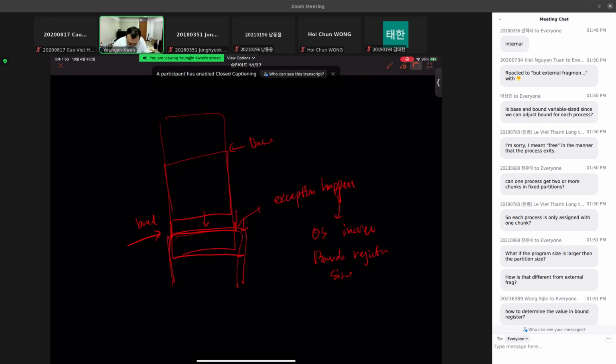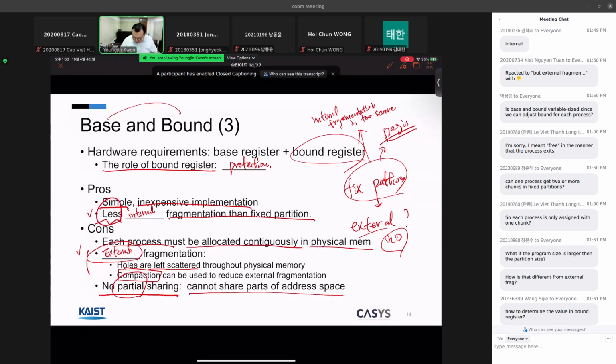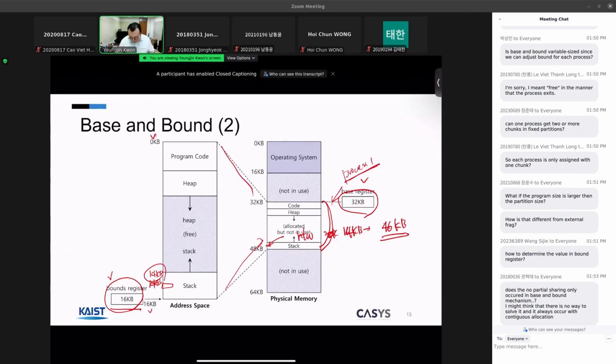Again, don't get confused: base and bound specify one region, and here the entire application code, heap, and stack should be allocated. Question: does no partial sharing only occur in the base and bound mechanisms? Partial sharing mechanisms, we will revisit in a later section. Any other questions about base and bound?